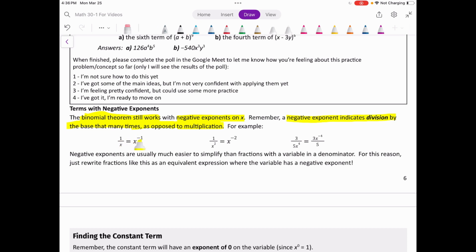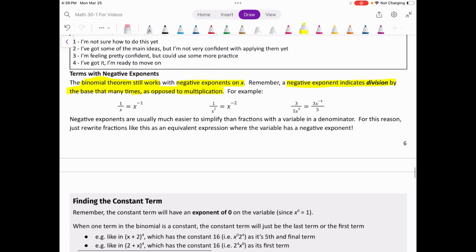X to the power of negative 1 is just 1 over x. X to the power of 2 would just be x squared. X to the power of negative 2 is 1 over x squared. Even here, 3 over 5 x to the fourth is the same as 3 over 5 x to the negative fourth. If that x to the fourth is in the denominator, that's the same as multiplying by x to the negative 4.